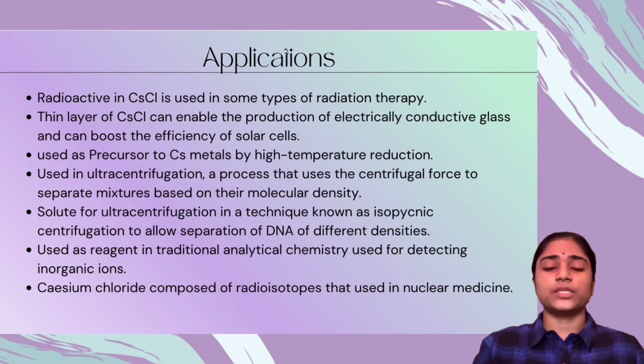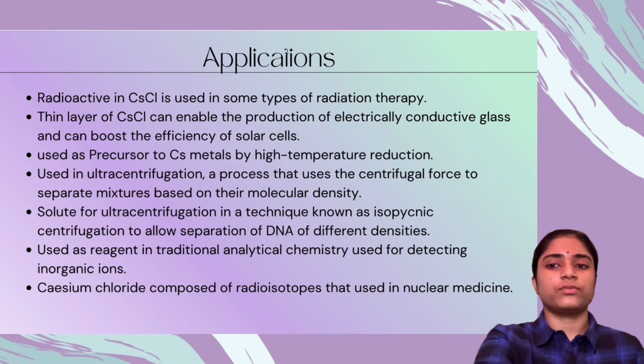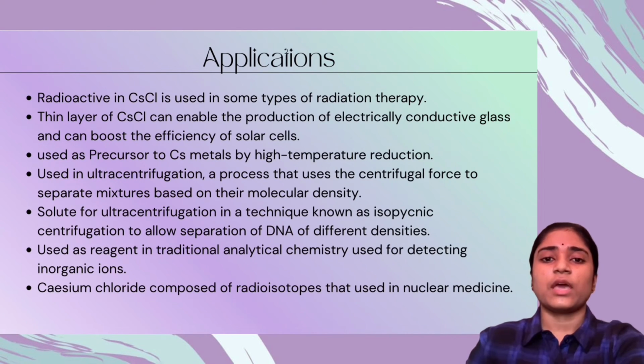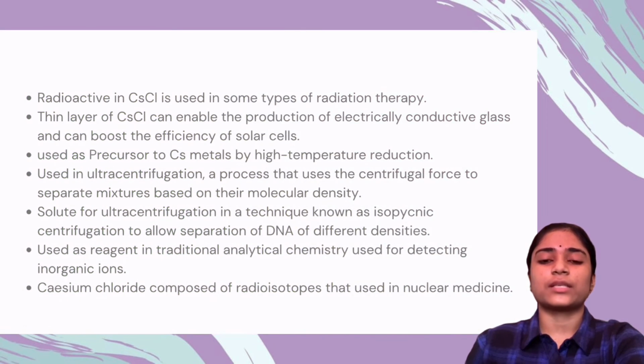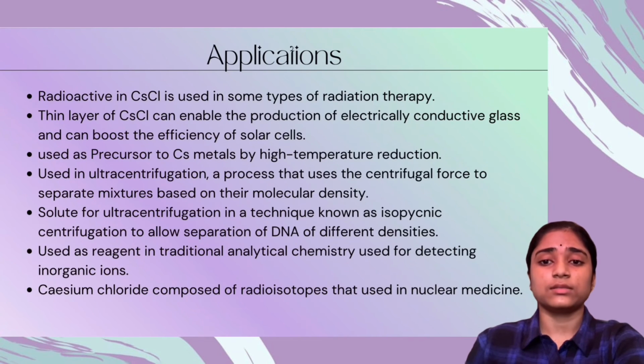Next, for the applications of cesium chloride, firstly, radioactive cesium chloride is used in some types of radiation therapy, which is for cancer treatments. As a second application, a thin layer of cesium chloride can enable the production of electrically conducting glass and also can boost the efficiency of solar cells. Next, cesium chloride is also used as a precursor to cesium metal by high temperature reduction.